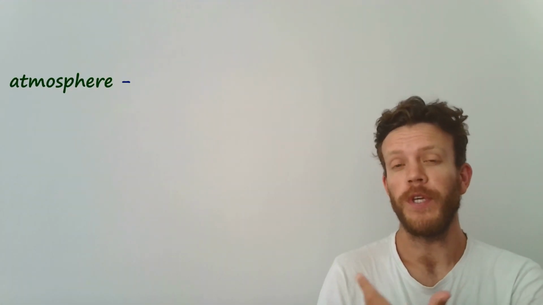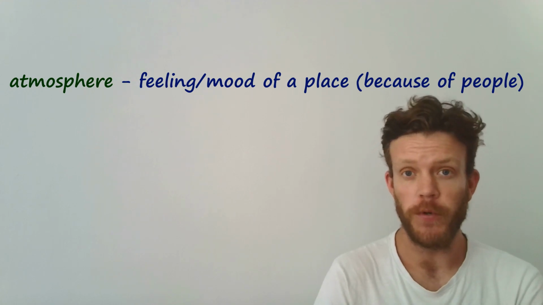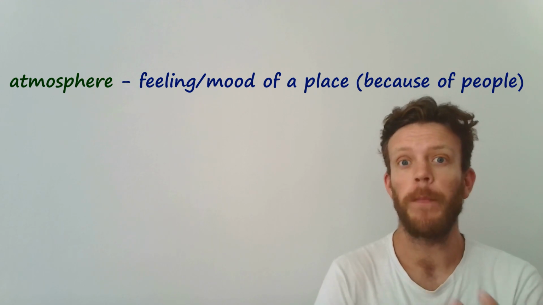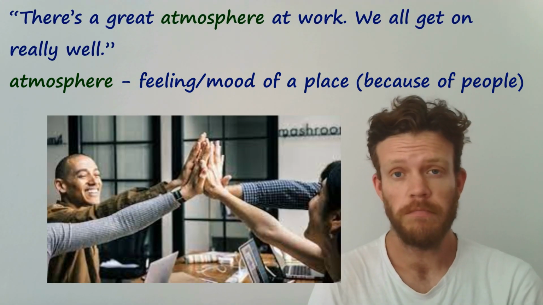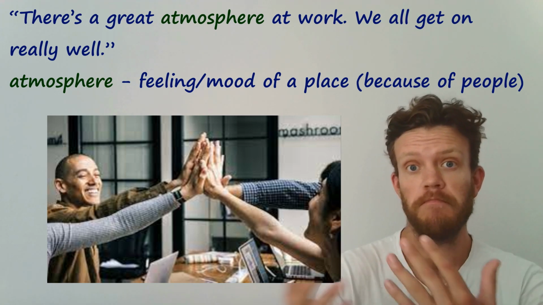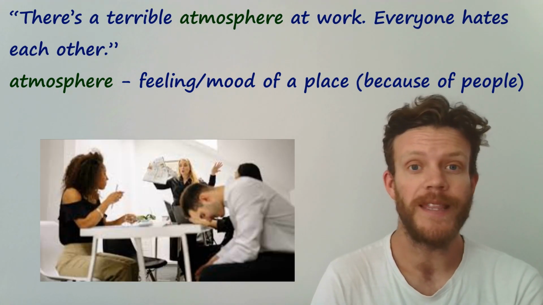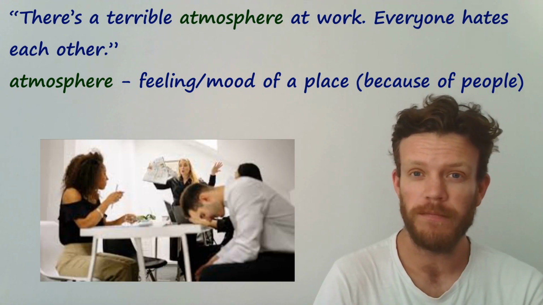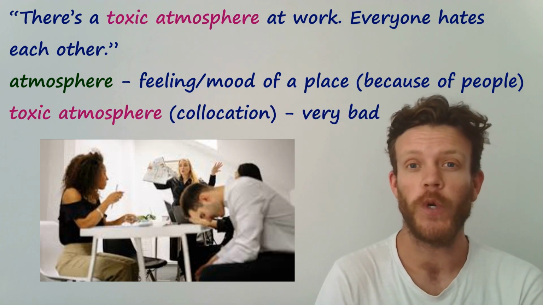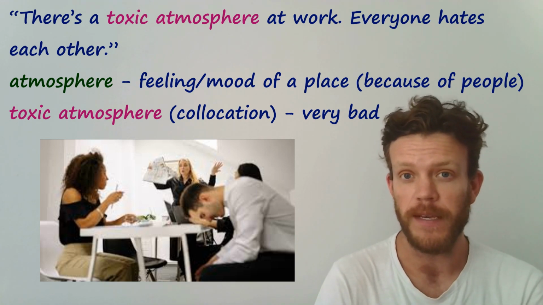But maybe what's more useful for you is to talk about the feeling or mood in a place related to people and how people are feeling. So for example, you might say the atmosphere at work is great. Everyone gets on really well, very friendly to each other. The opposite, the atmosphere at work is terrible. Everyone hates each other. A very good collocation there is talking about a toxic atmosphere. This one's very common to hear these days.